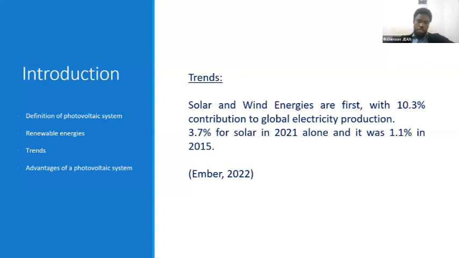And nowadays, the trends are in favor of solar energy and wind energy. Together, they represent 10.3% of the contribution to global electricity production, 3.7% for solar in 2021, and it was 1.1% in 2015. So there is big progress, and we can hope that in 10 more years, the progress will be better as we have many more technologies available.